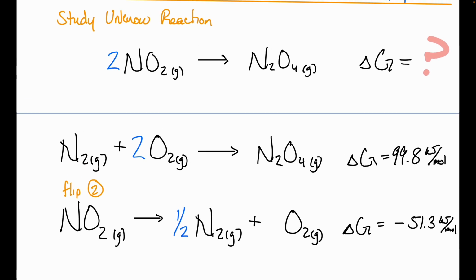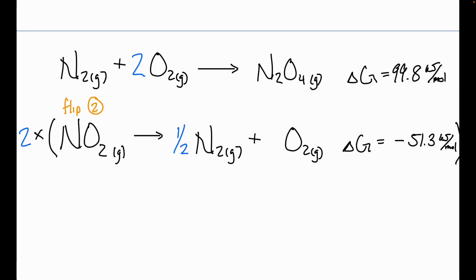But if I combined these, I still wouldn't have my net reaction here, because this reaction has 2 NO2s, and I only have one of them over here. I need to get 2 of them. So what I'm going to do is take this whole equation here and multiply it by 2, including my delta G as well. So that means flip 2 and multiply by 2.